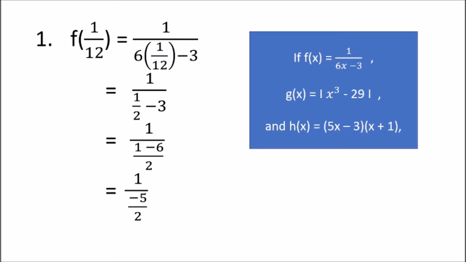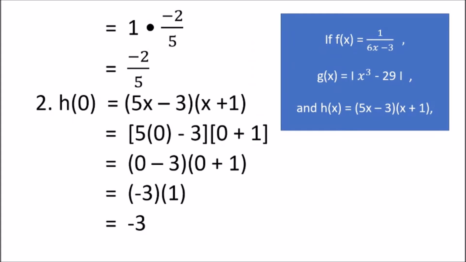Number 1. The value of x in f(x) equals 1 all over 6x minus 3 is 1/12. To simplify, all you have to do is substitute the value of x in the given expression. Next, multiply 6 and 1/12 equals 6/12 or simply 1/2. Then, simplify the denominator by finding the LCD of 1/2 and -3, and that is 2. Then to divide fractions, reverse the denominator, then proceed to multiplication. This becomes 1 times -2/5. And the answer is -2/5.